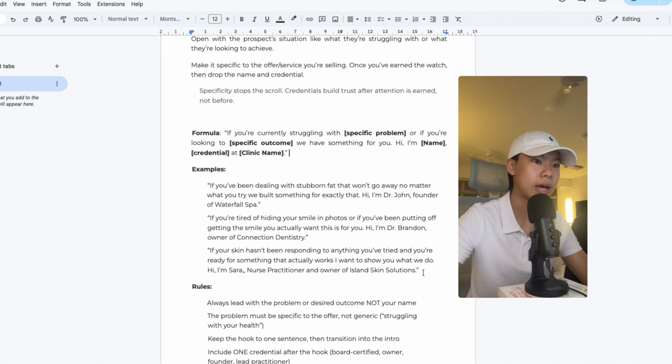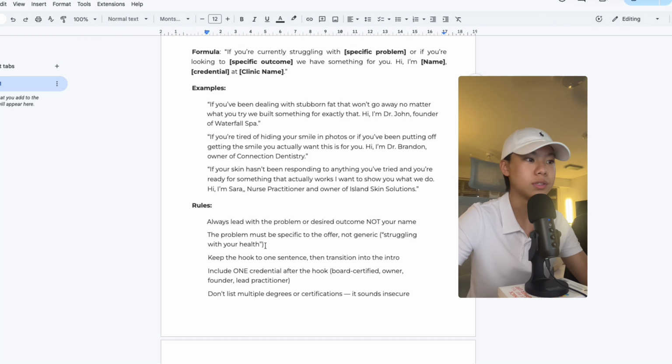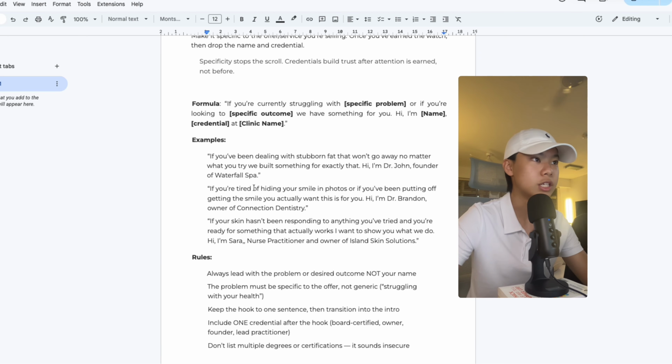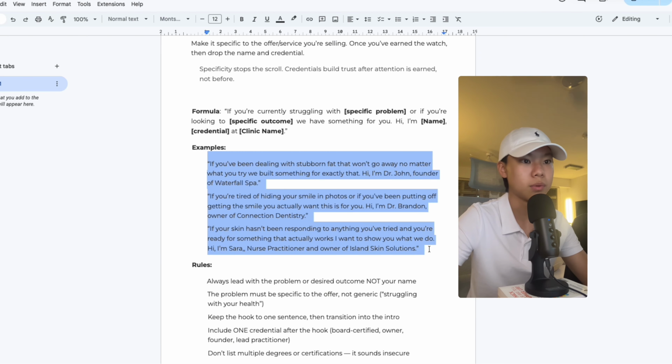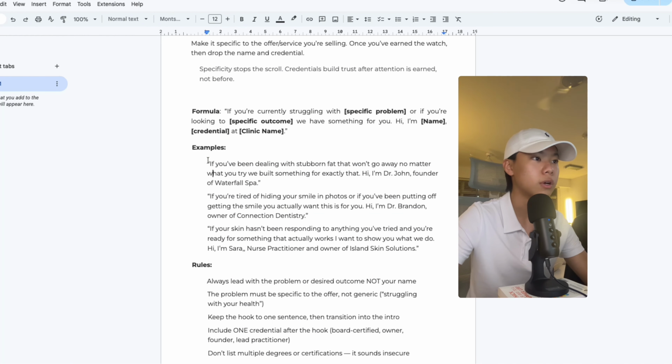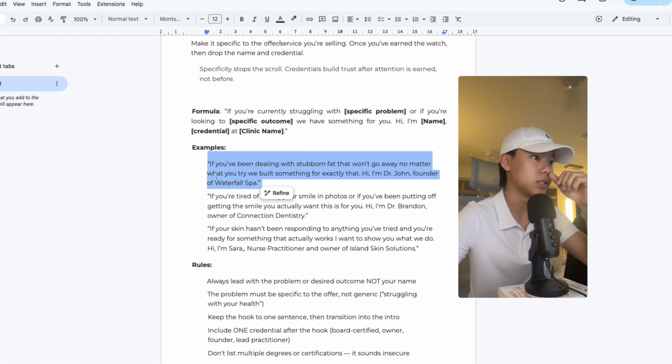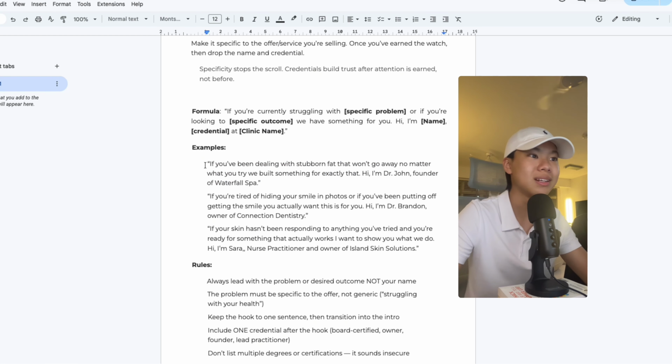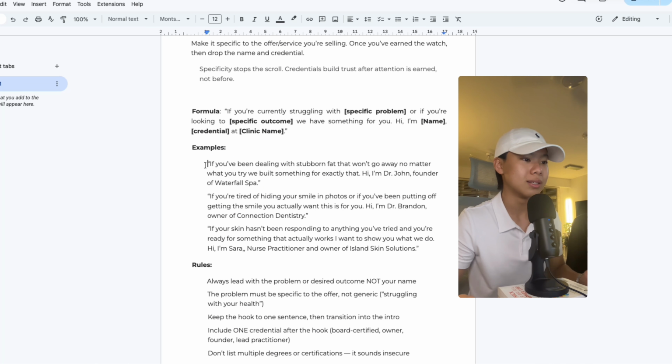These are some examples that we have. For each part, we have a lot of examples, and I'm just going to read through one for each. So let's choose this one for part 1. If you have been dealing with stubborn fat that won't go away, no matter what you try, we built something exactly for that. Hi, my name is Dr. John, founder of Waterfall Spa, right? This is an example. You can play with it like that, or you can switch it up and add your own taste to it.